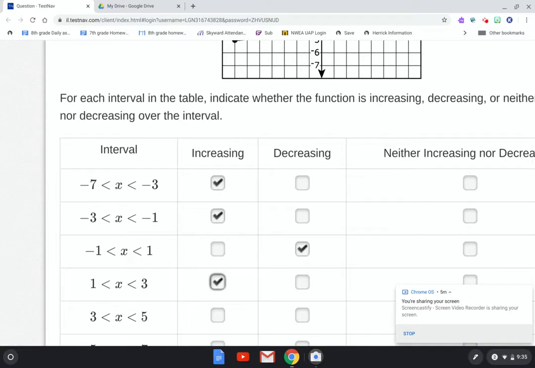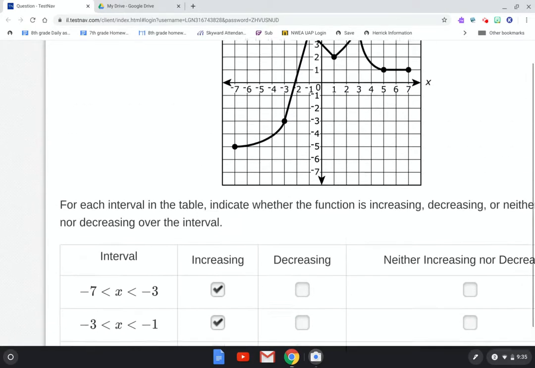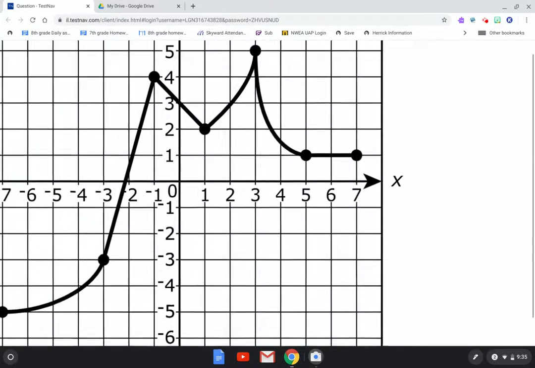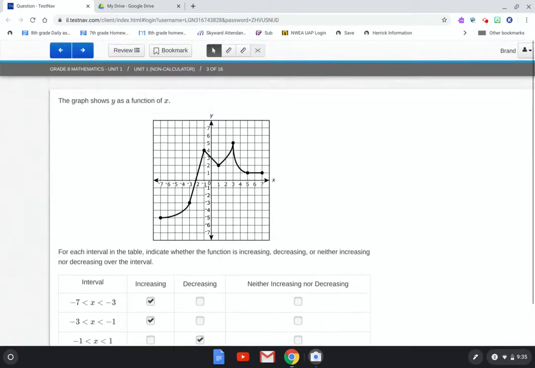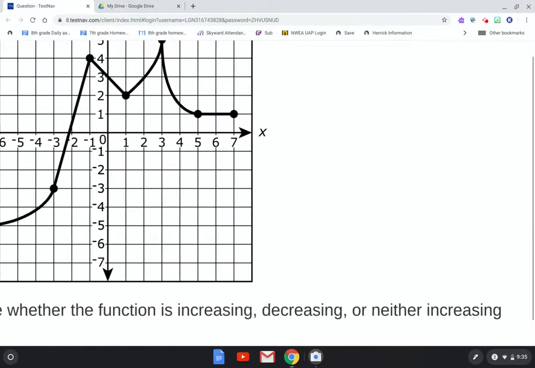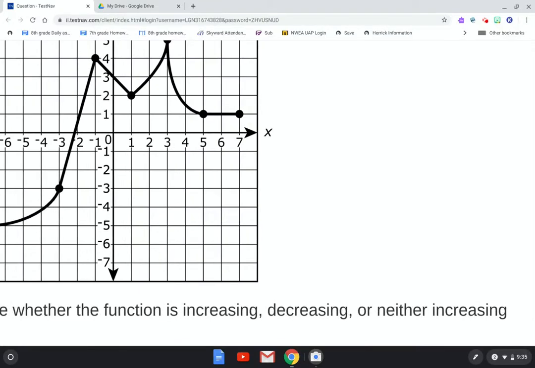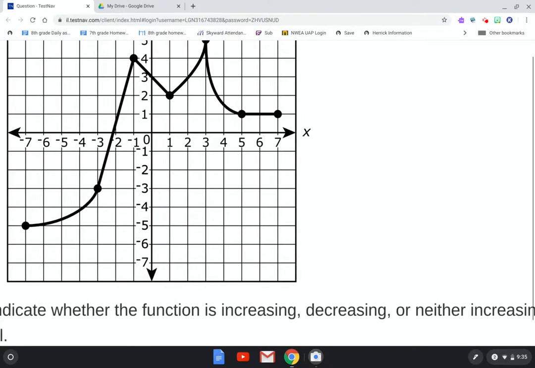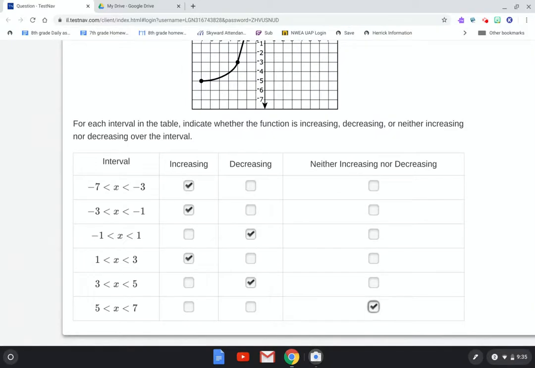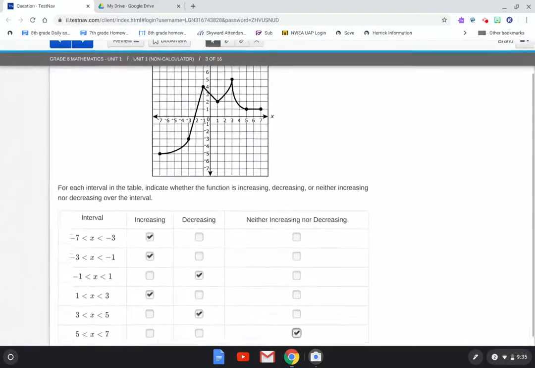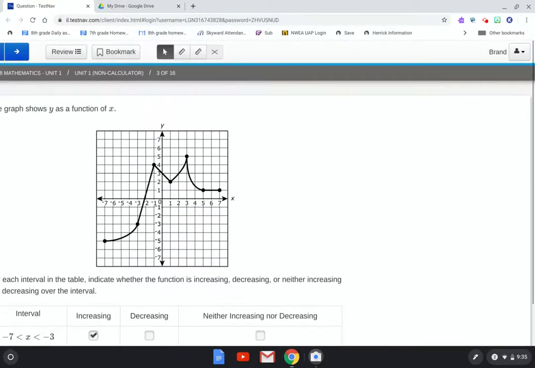And then two more sections. We have 3, when x is in between 3 and 5. So it's not linear, it drops down, it's decreasing. And then finally, between 5 and 7, the y values are not changing. It's just 1, 1, 1, 1. It's always 1 for the y value. So the graph is neither increasing nor decreasing. So that is the answers for this section. I hope that makes sense.